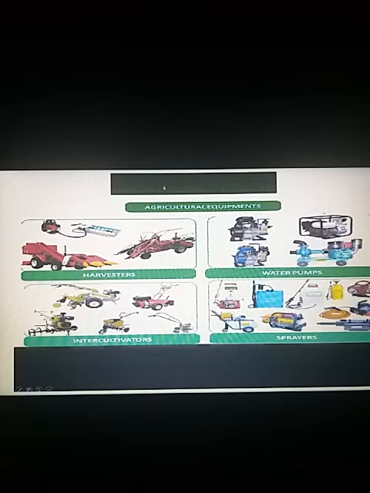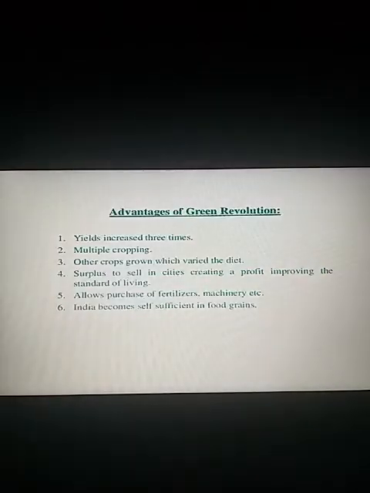We call such agriculture mechanized agriculture. Such type of mechanized agriculture started in India because of Green Revolution. Observe, different varieties of harvesters are there. Here, water pumps which are used for irrigation purposes. Here you observe intercultivators, different varieties of cultivators, and different kinds of sprayers for spraying pesticides and insecticides. So these machines or agricultural equipments were used in Indian agriculture for the first time during Green Revolution. So after knowing this, let us learn advantages and limitations of Green Revolution.